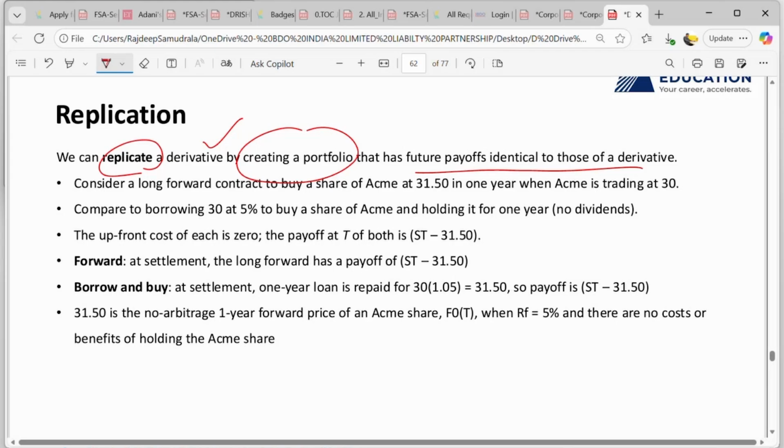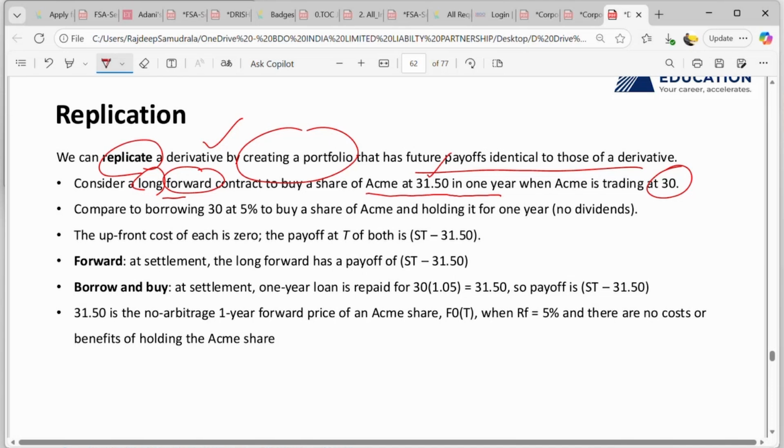Look at an example for you. If you have a long forward, so long forward, I have the obligation to buy Acme shares at 31.5 in the future. मतलब आज 30 पे है और मैंने एक forward contract ले लिया 31.5. Obviously, it may go to 35 also. But you took a forward contract at 30. So what will happen? You have the obligation to buy these shares at 31.5 in the future. Right?